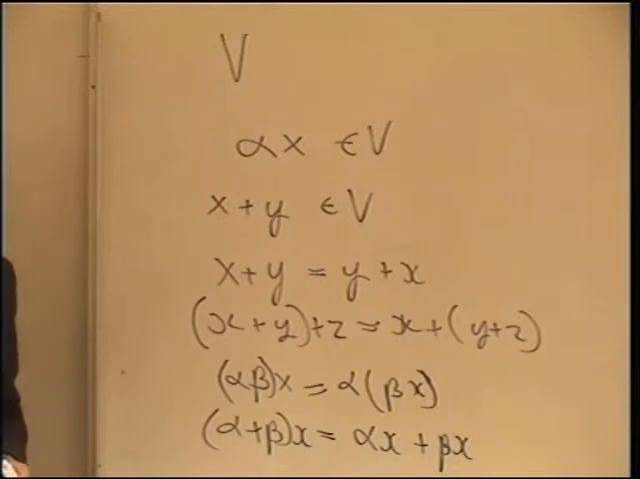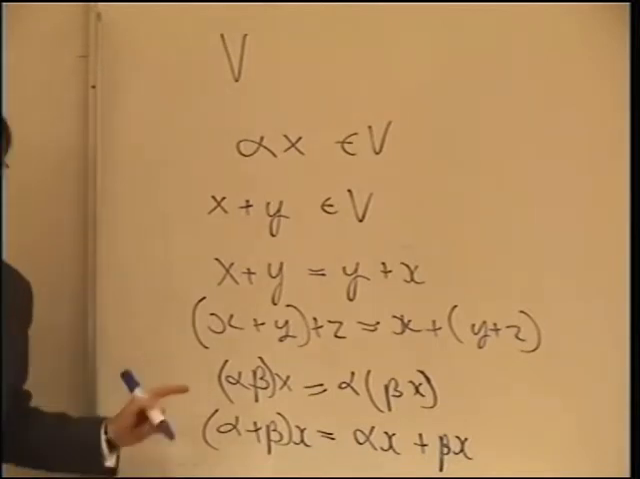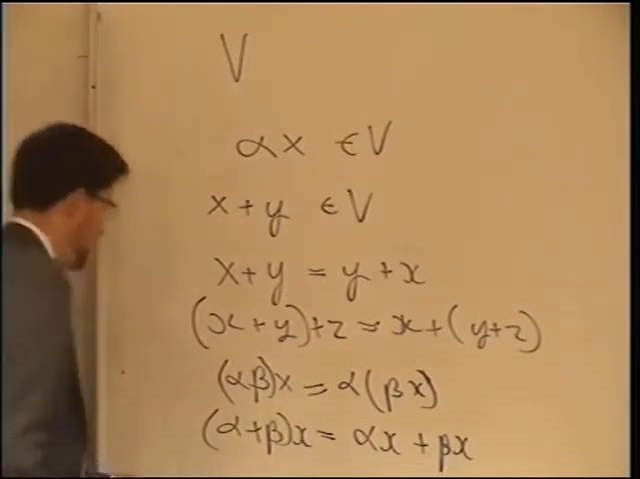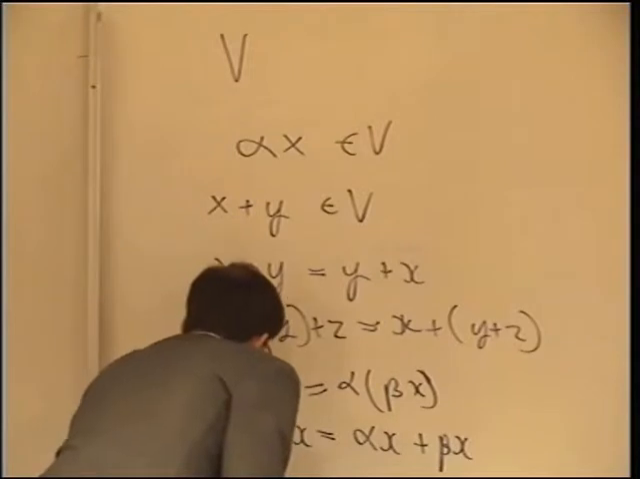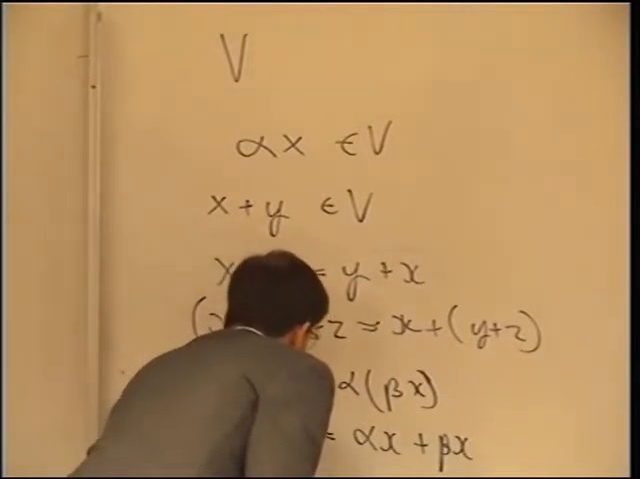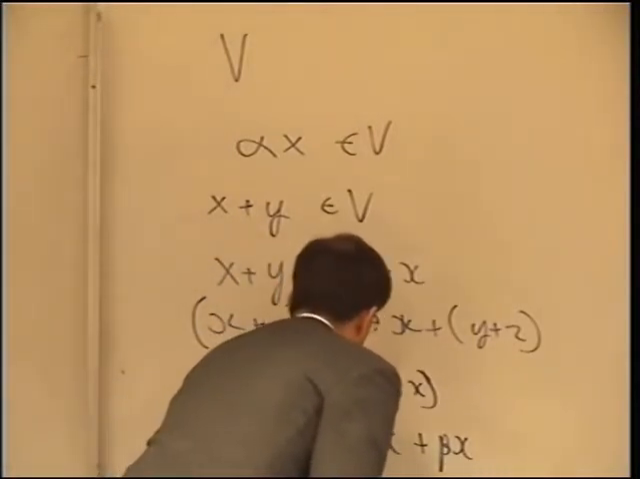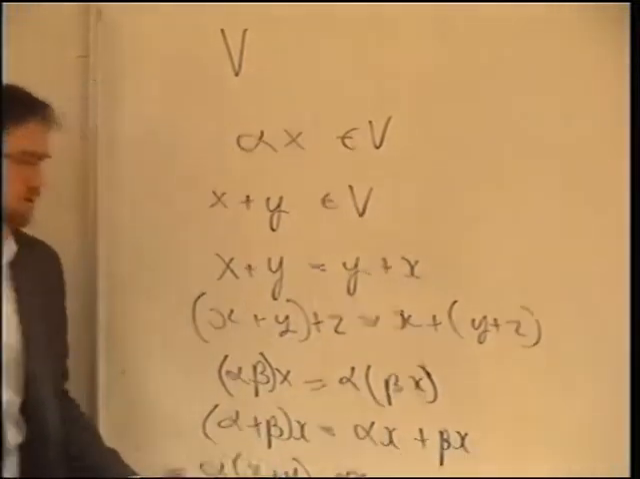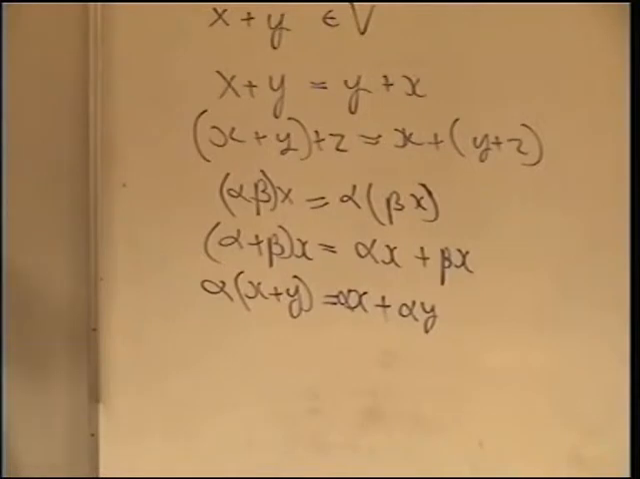Distributing works the other way around as well. So remember, I've got two addition operations. I have addition of scalars and addition of vectors. So that one says that addition of scalars distributes. It's also the case that alpha of x plus y equals alpha x plus alpha y. So we also distribute over addition of vectors.